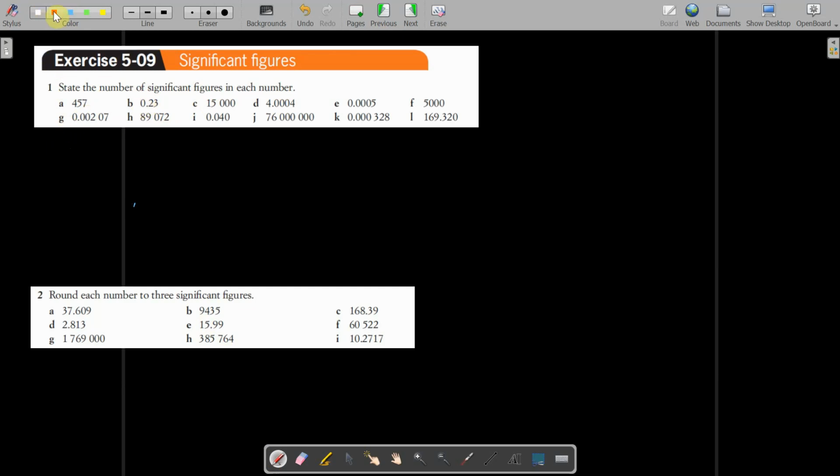So part B, the significant figures are only 2 of them because you don't count the one at the end. And there's no zeros at the end, so you can't count them. So part B has 2.